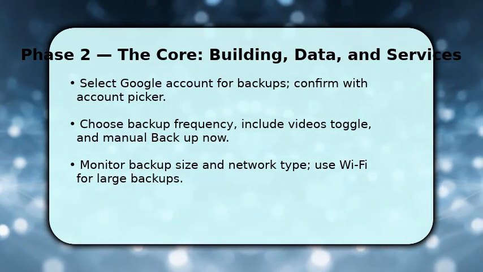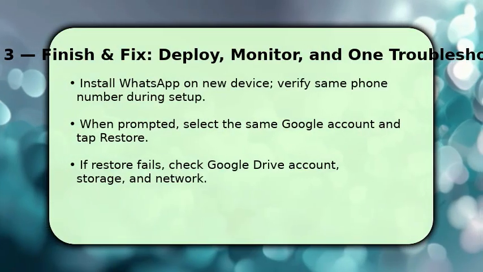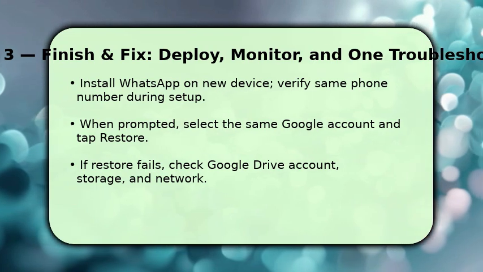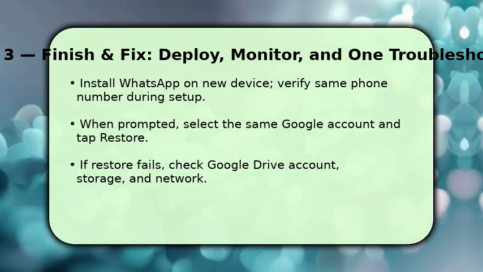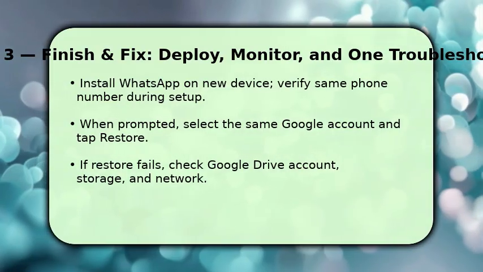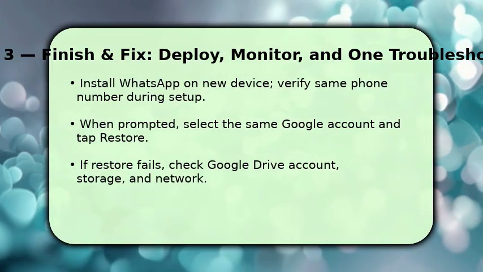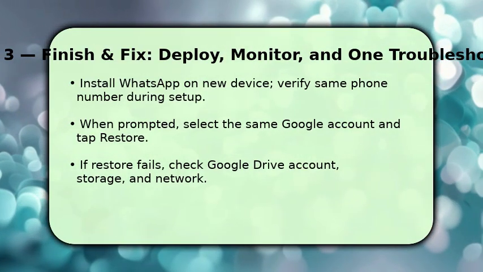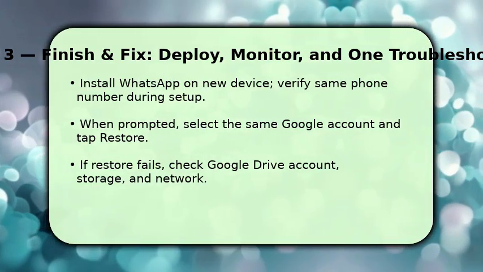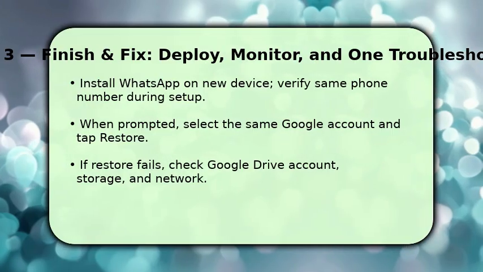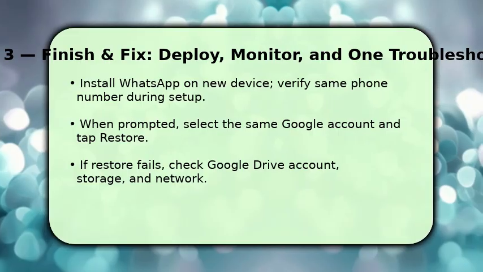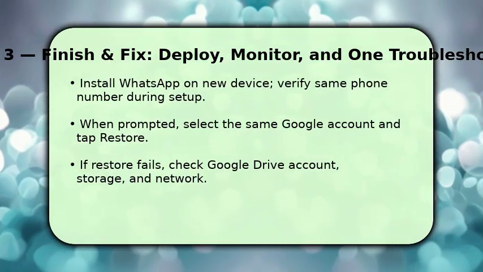interrupt the process. To finish, install WhatsApp on the target device and verify your phone number. This links the account and triggers the Google Drive Restore prompt. Choose the same Google account you used for backup, then tap Restore and wait for messages and media to download. This may take time. If something goes wrong, make sure you're signed into the exact Google account, confirm there's enough drive storage, and use a stable Wi-Fi connection. If Restore still fails, retry backup on the old device and try again.